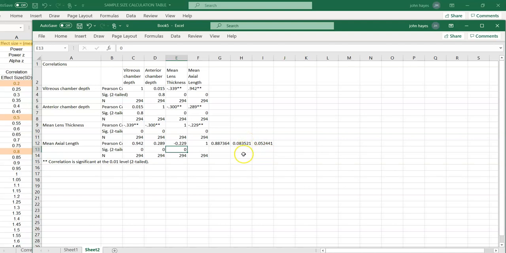Actually, okay, the next one is run an analysis regression model with mean axial length as a dependent, oh actually that's spherical equivalent. No, mean axial length. Sorry, getting ahead of myself.